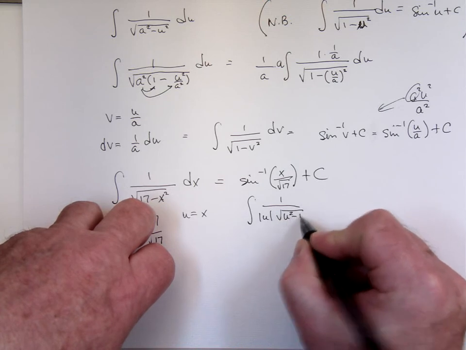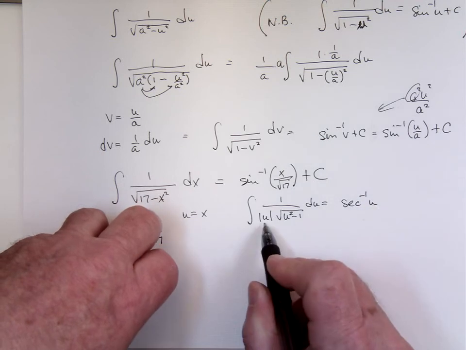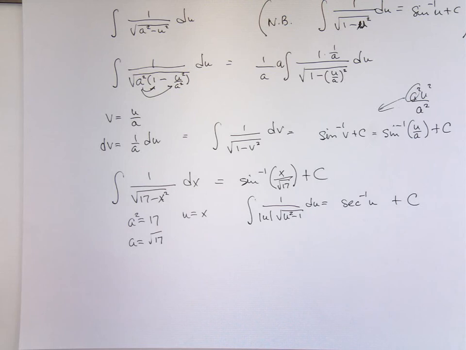This is inverse secant u. You either have the absolute value here or here, believe it or not, because of the way inverse secant is defined. If you don't have it here, you have to have it here. That's what we have right now.